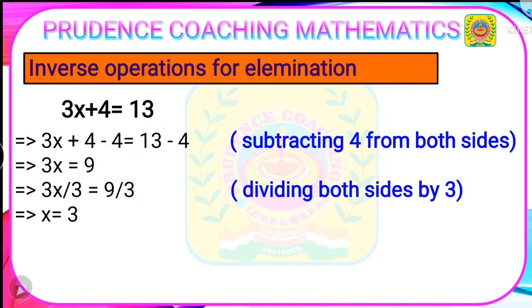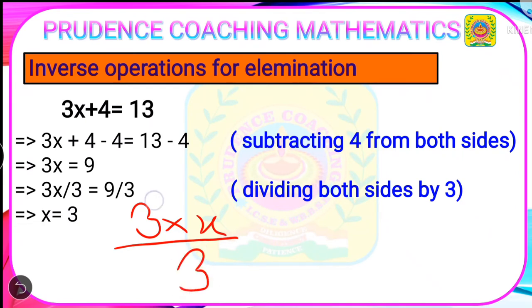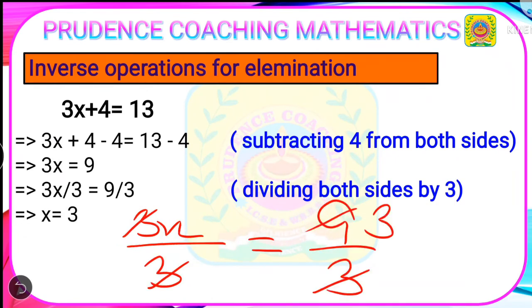As we have learned, we need to keep only the variable on the left hand side to solve an equation. Therefore, as we have 3x, that is 3 into x on the left hand side, we need to divide 3x by 3, so that this constant value gets cancelled. The same thing we need to do on the right hand side also, as we already have 9 here. So we need to divide the right hand side also by 3.